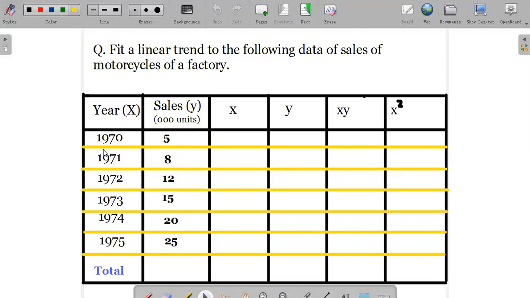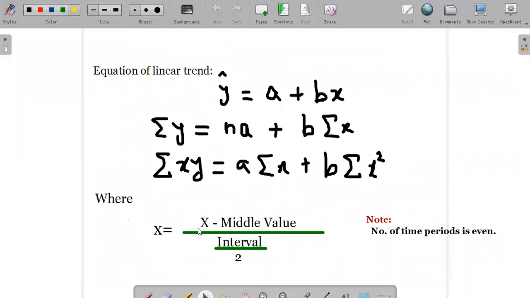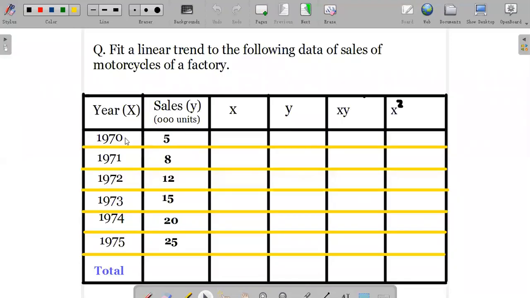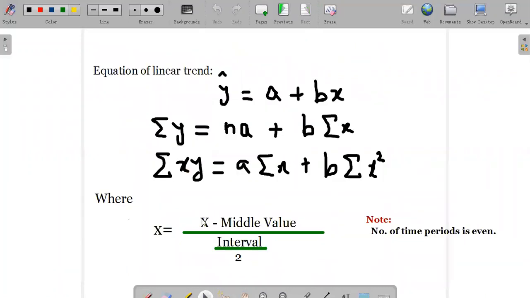If the number of time periods is odd, then x is equal to capital X minus the middle value, right? So this is the only difference here. If the number of observations is even, then x is equal to X minus the middle value, divided by interval over 2. If observations are even, you have to do it this way.